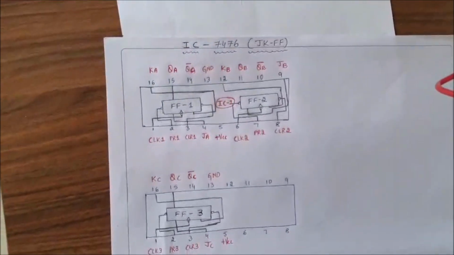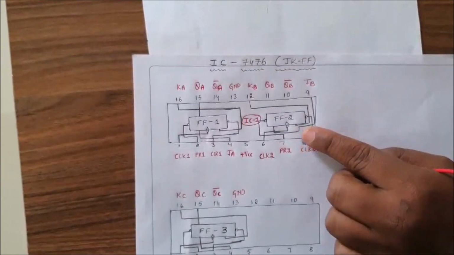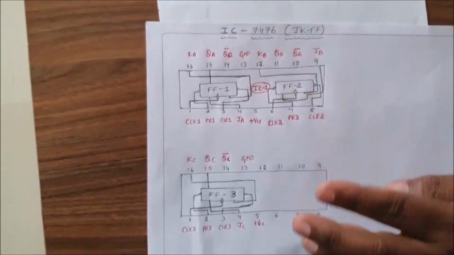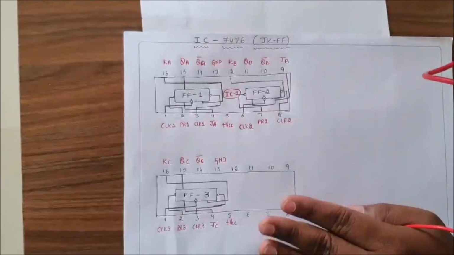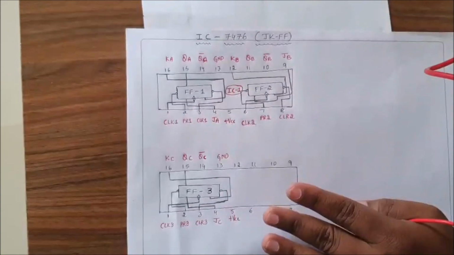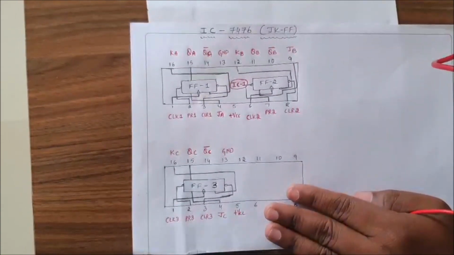And we are done with the connection of flip-flop 1 as well as flip-flop 2. Moving on to the third flip-flop. The third flip-flop is from the IC2, that is the second 7476 IC. So here we need to do the connection.